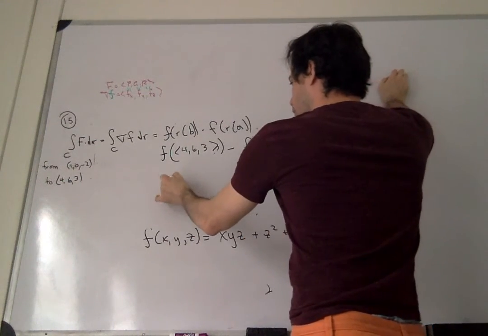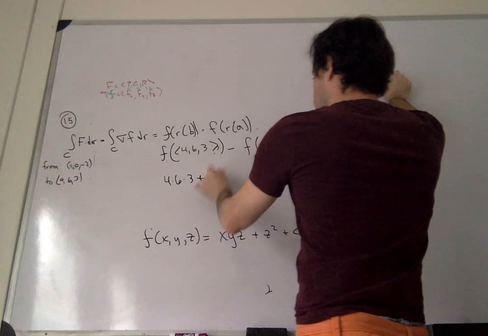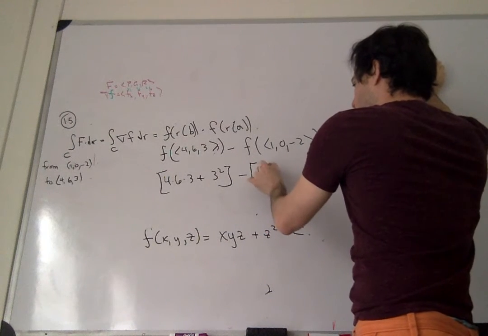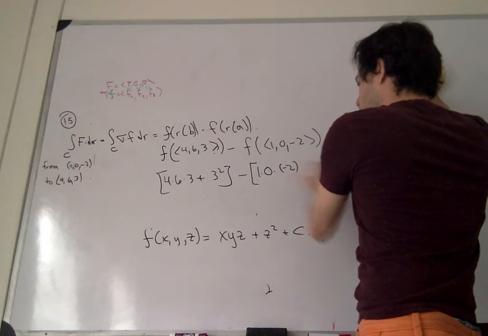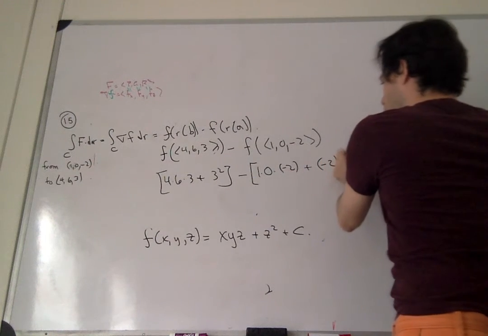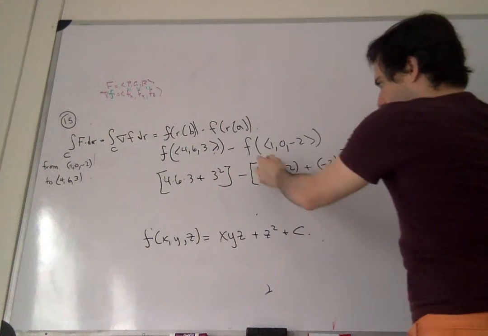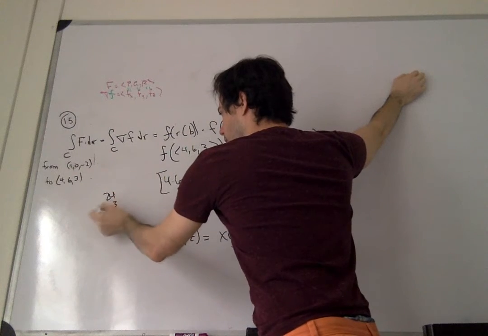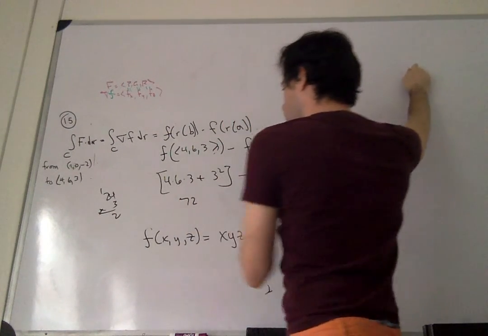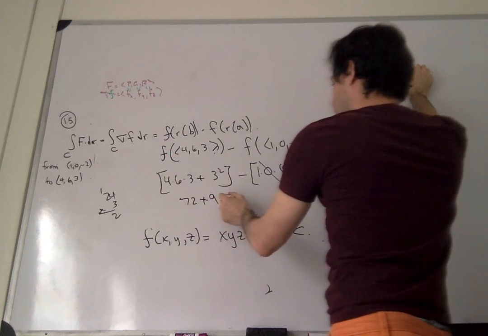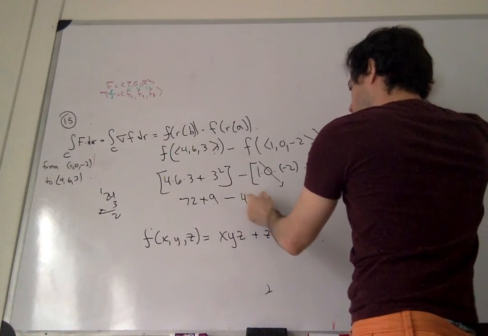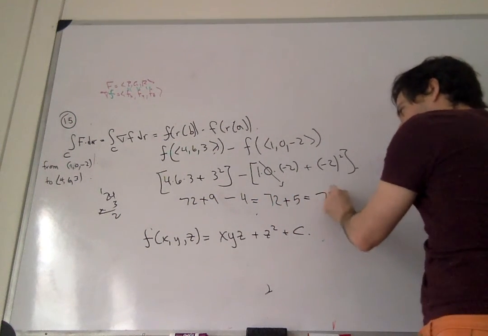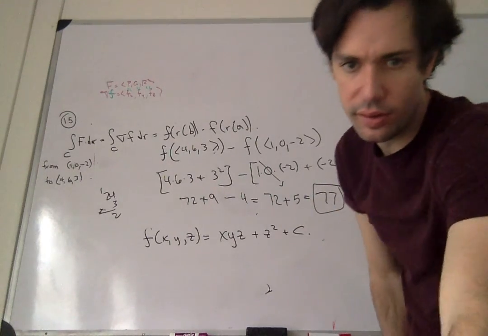So this is going to be 4 times 6 times 3 plus 3 squared, minus 1 times 0 times negative 2 plus negative 2 squared. Okay, so that's 0, and this is going to be 24 times 3, which is 72, plus 9, minus 4, which is 72 plus 5, which is 77, and our answer is 77.